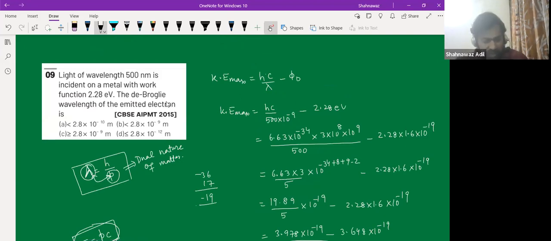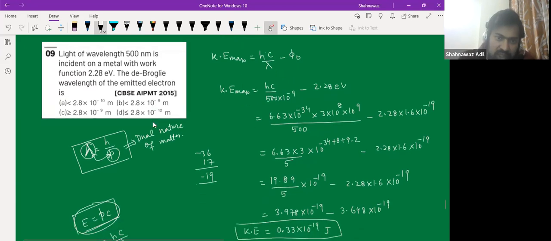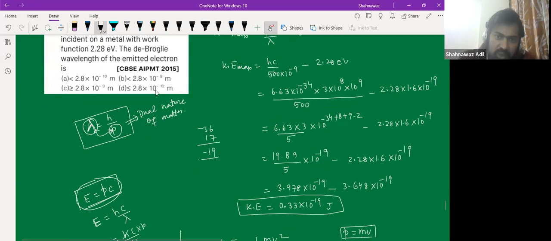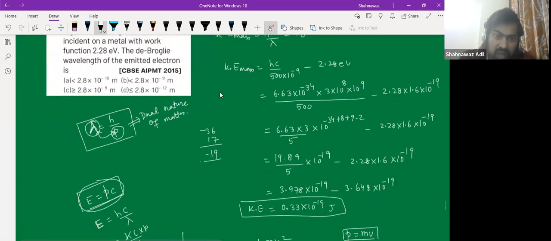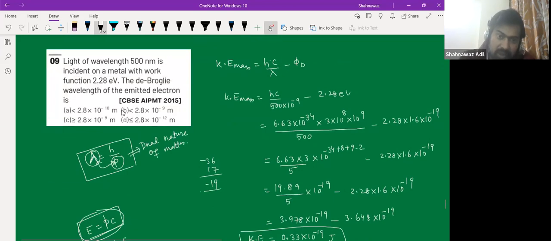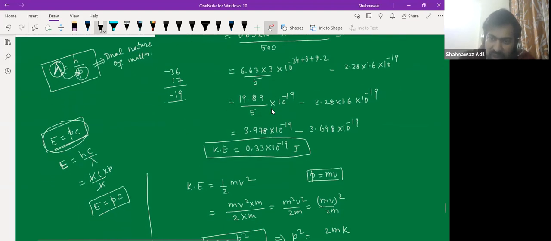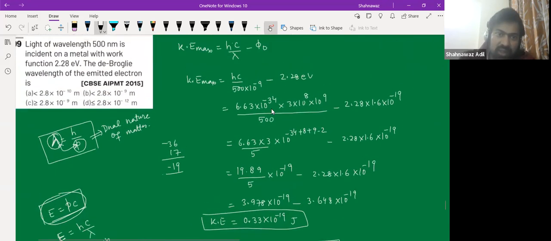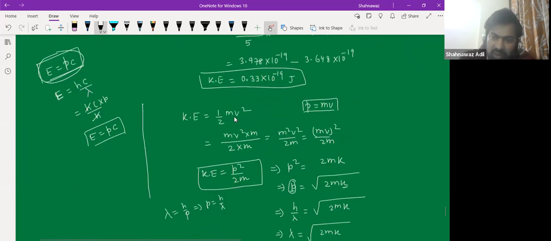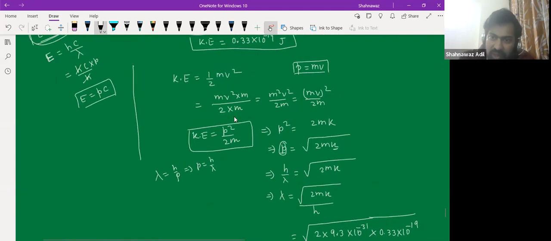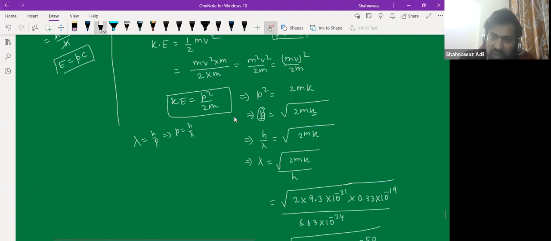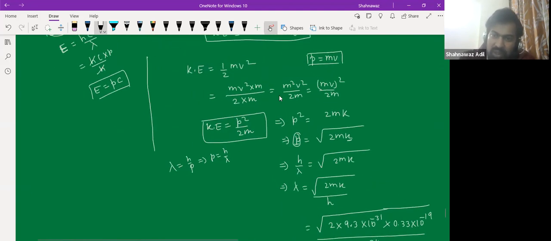We don't have any answer like that. We are getting something greater than 2.8, but every option is 2.8-something. I guess we did some miscalculation and didn't reach the answer. Oh, right. So p square by 2m, so this goes in here.